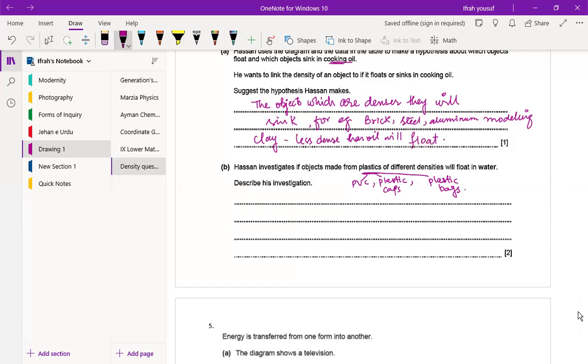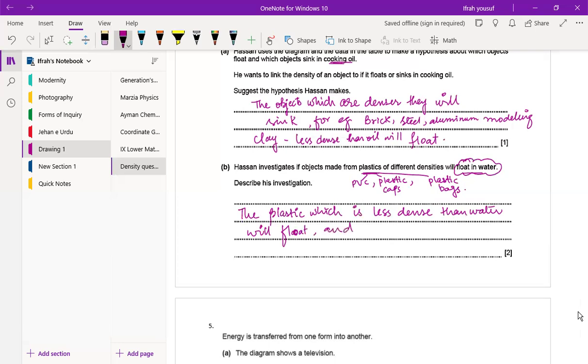So how are you going to write your answer? Different densities will float in water. Take care. So beta, which floats in water? The plastic which is less dense than water will float.